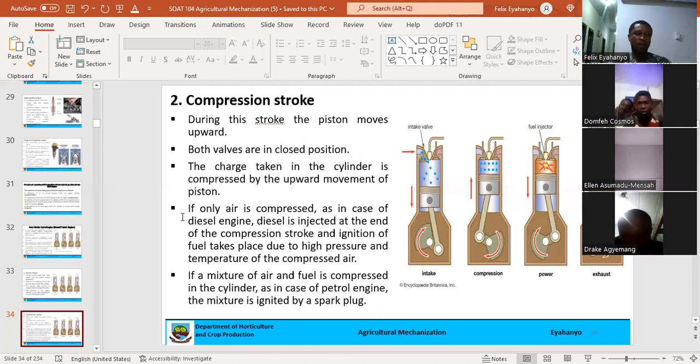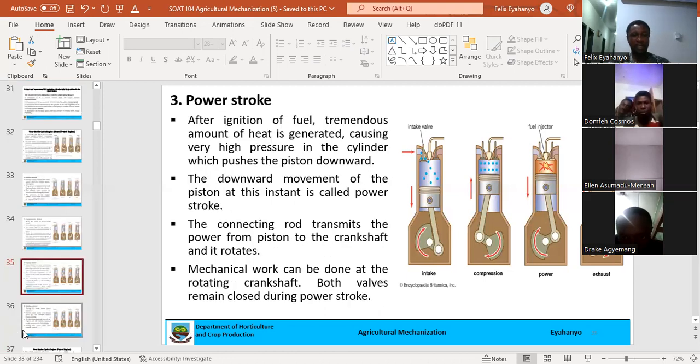So at the compression stage, pressure builds up in the cylinder, but both valves are closed. Then you move to the power stroke, where ignition of the fuel takes place. There's a tremendous amount of heat generated in that cylinder, ready for ignition. You realize that the piston is moving downwards again. In the power stroke, it goes downwards, then the connecting rod transmits the power from the piston to the crankshaft, and it rotates.